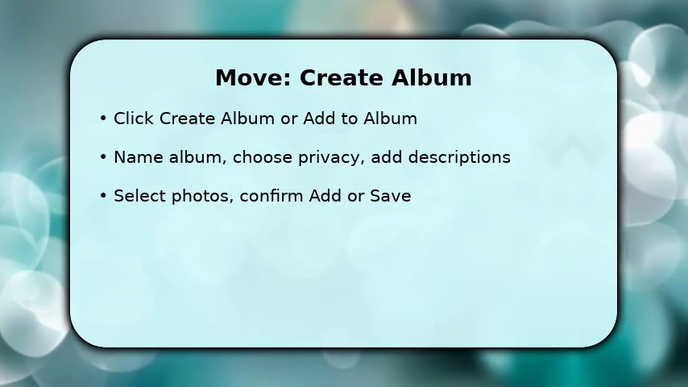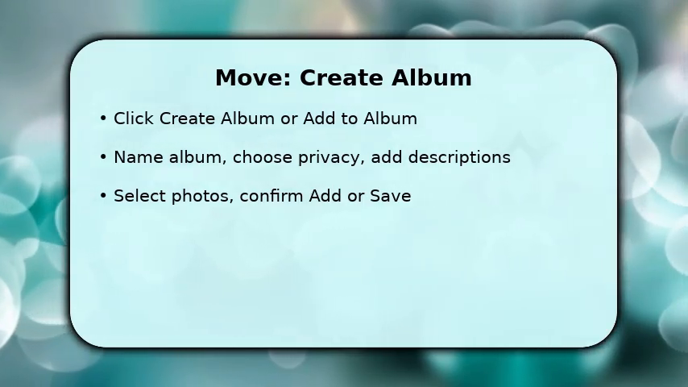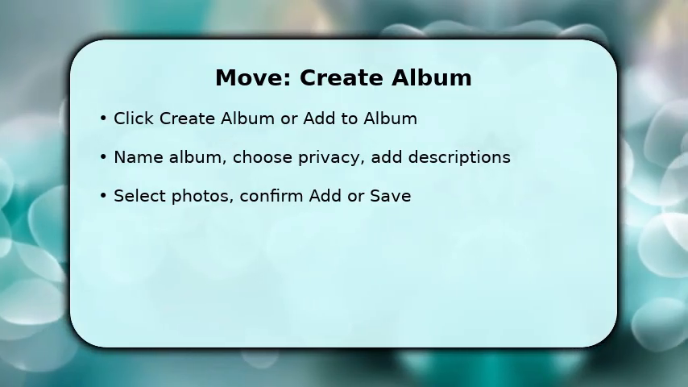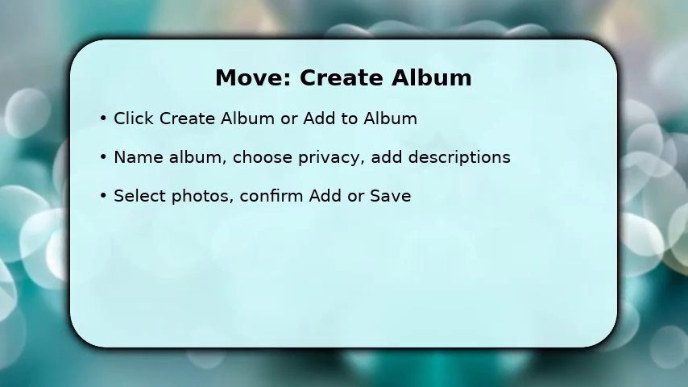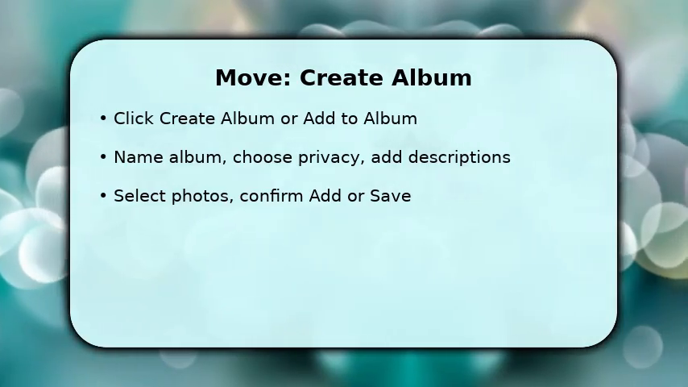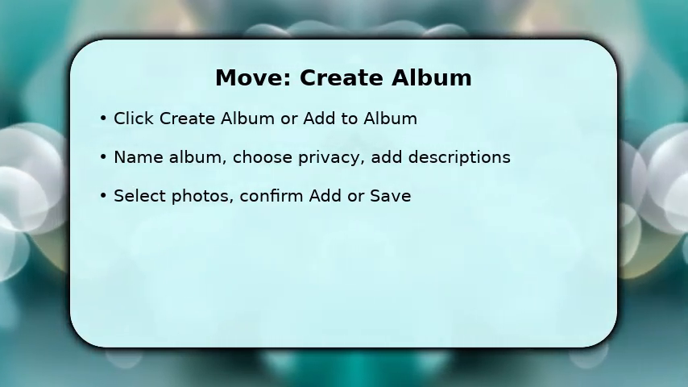add captions if needed. Then select the photos you chose earlier and pick Add or Save so Facebook relocates them into that album. This groups files without re-uploading in most cases. Make sure captions and tags are correct before final save, because edits are easier at this stage.